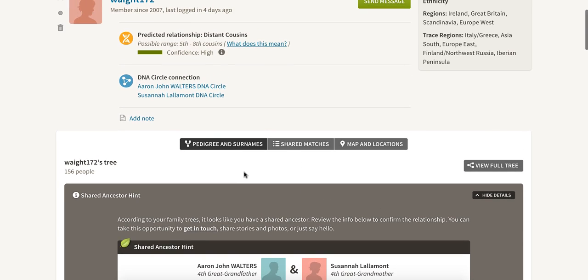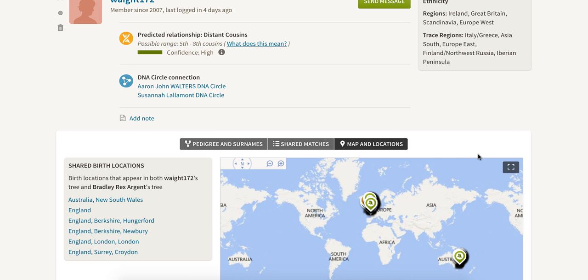There's a couple of other bits and pieces you'll notice here. One, you've got shared matches, and they're really important, and I'll show you those in a minute, and maps and locations. And this is really good because it helps you understand where in the world your tree and your match's tree live. So let's have a look at those a little bit closer.